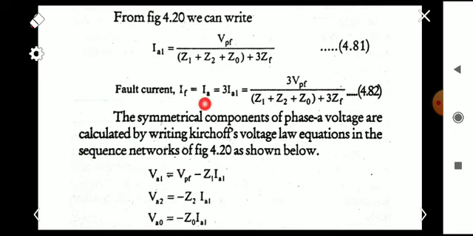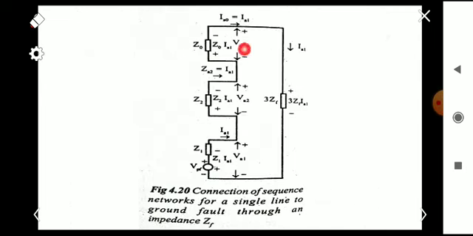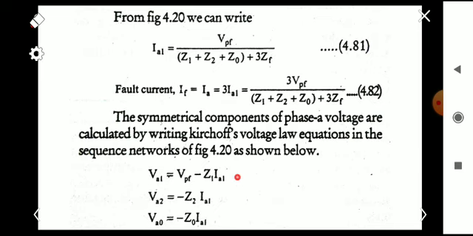IF will be IA, and IA is 3 into IA1, so IF is 3 into VPF by Z1 plus Z2 plus Z0 plus 3 into ZF. The symmetrical components of the phase A voltages are calculated by writing Kirchhoff's laws. The equation for VA0 will be minus Z0 into IA1, VA2 will be minus Z2 into IA1, and VA1 is equal to VPF minus Z1 into IA1. We have written the corresponding equations here.